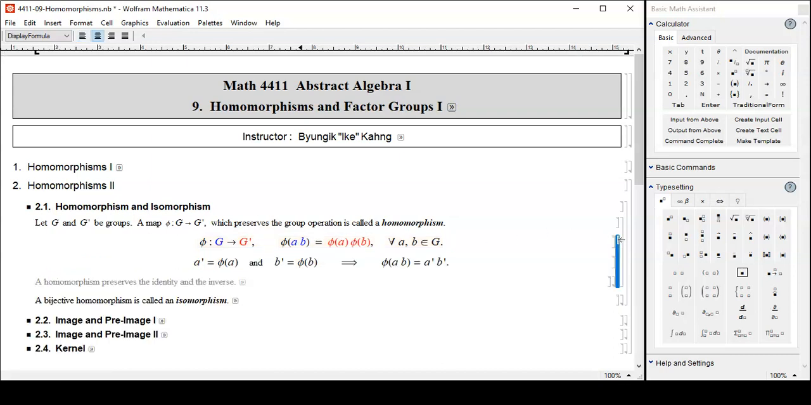Here's another way to write the same thing. A prime is a member of G prime, and that came from A. And B prime is a member of G prime, and that came from B, where A and B came from G. And consequently, A times B is a group operation in G. And phi is taking that group operation in G into the group operation in G prime, A prime times B prime. So phi preserves the group operation.